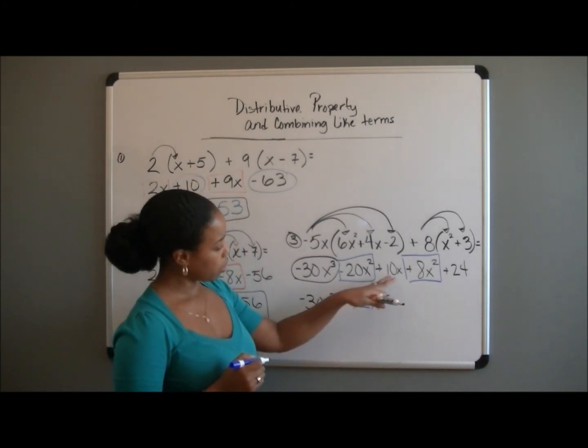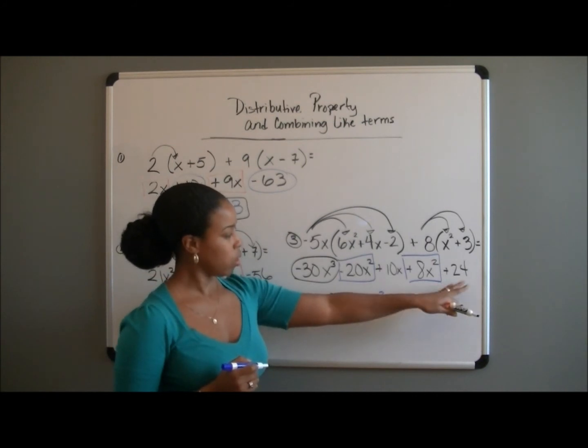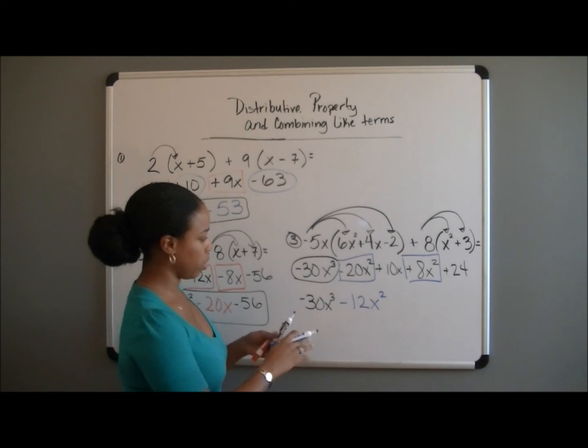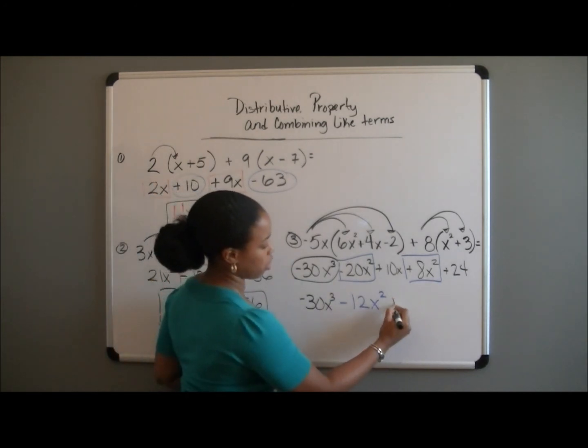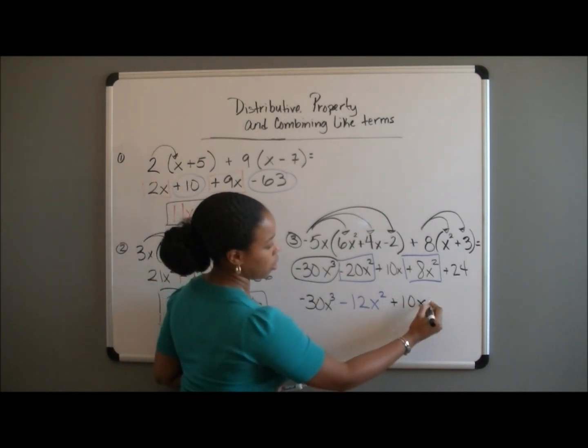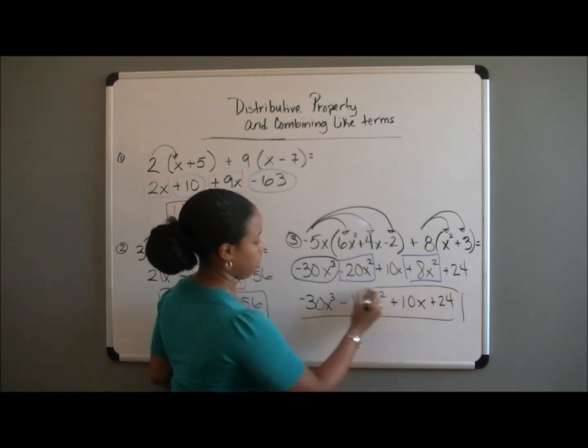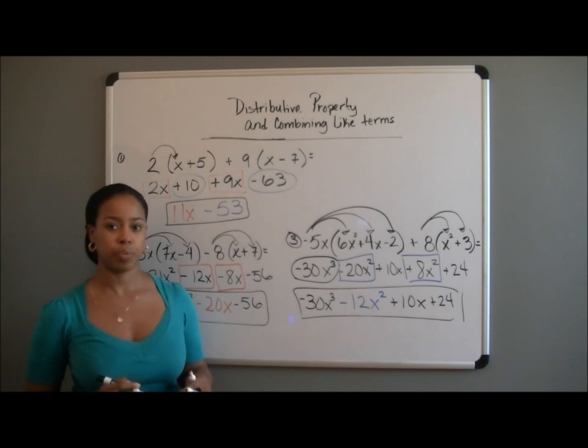Then we have 10x and 24. 24 doesn't have x as a variable, so those can't be combined. These two will stand alone, so we just have plus 10x plus 24. That's our final simplified expression.